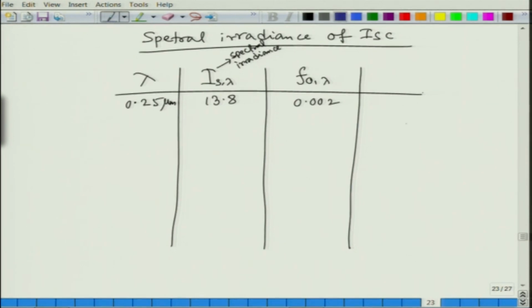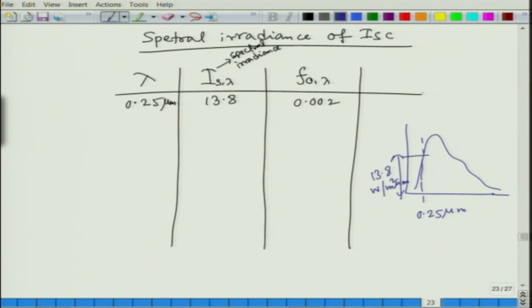So, basically if we draw this figure again, what it means is that at 0.25 micrometer, this height would be 13.8 watt per meter square micrometer, okay, and this particular area, sorry, here this particular area, okay, will be 0.2%. So, this will be 0.002, that means 0.2% of the whole area under the curve. Whole area under the curve is nothing but ISC.